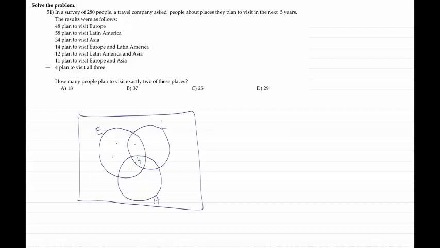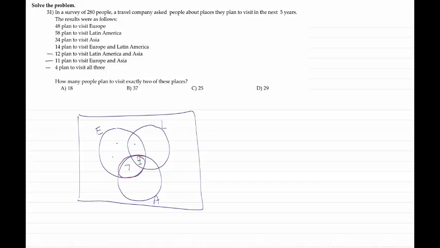Okay, so now I'm going to start moving outward. Now I know 11 people visit Europe and Asia. So Europe and Asia is this piece right here, and that has a total of 11. I've already got 4 of them counted for, so 11 minus 4, 7 are going to go in this region right here. So now I have a total of 11 in Europe and Asia.